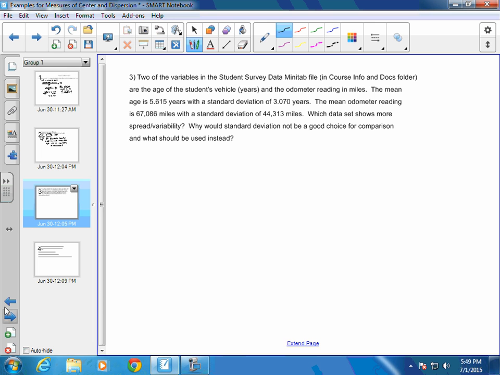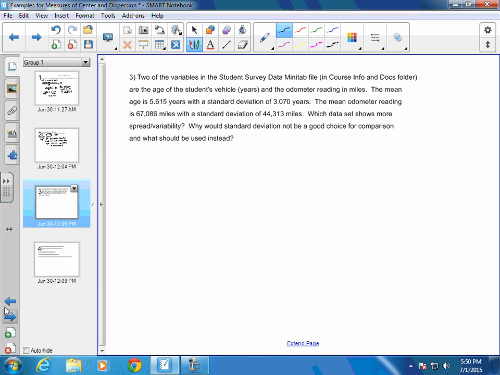All right, so standard deviation is not a good option here because the age in years and the miles on the odometer are very different data sets measured on different units and different scales. There's going to be a huge difference in miles compared to a difference in age. So looking at something like range or standard deviation is not really going to be a fair comparison.